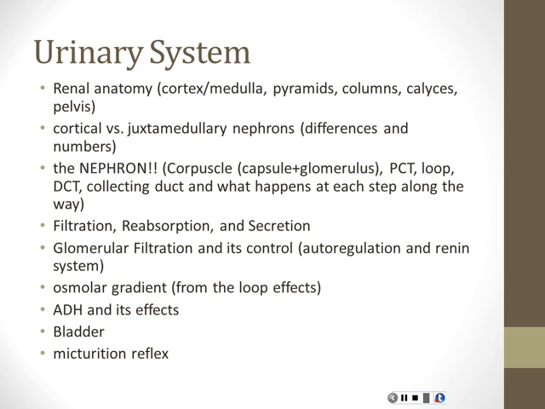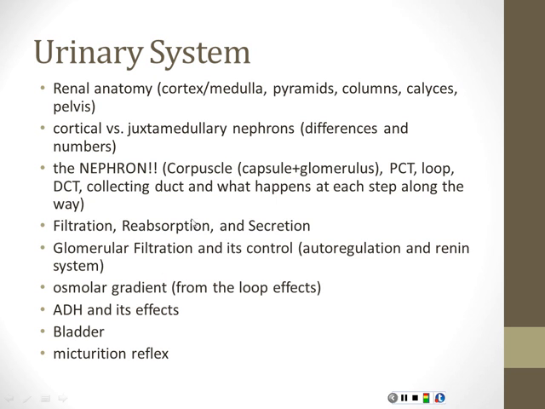Okay. And there's, in that chapter in your book, towards the end of that chapter, there's a great big 2-page diagram of the nephron that goes through what happens in each of the places. So I would encourage you to look at that big diagram. Okay.